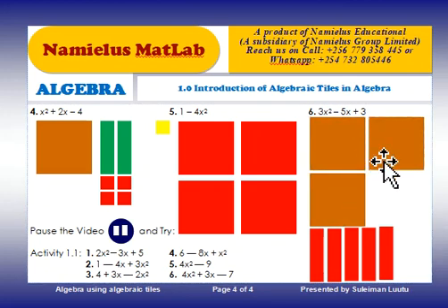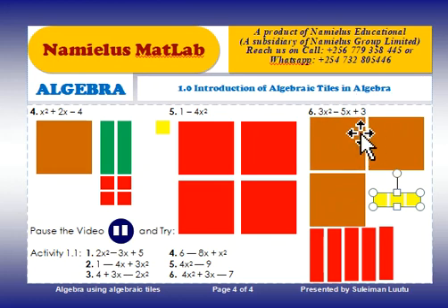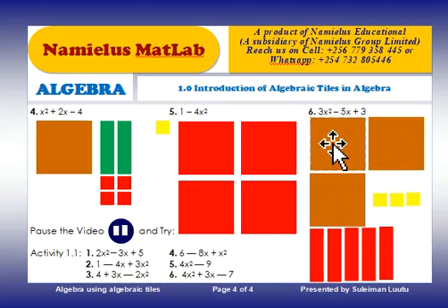3x squared, this is positive, and then minus 5x, these are negative, and then plus 3 is positive. So this is the representation for number 6, where we have 3x squared minus 5x plus 3.